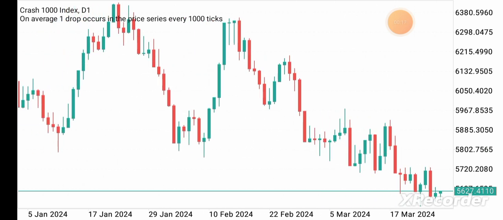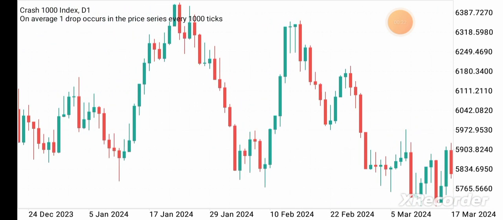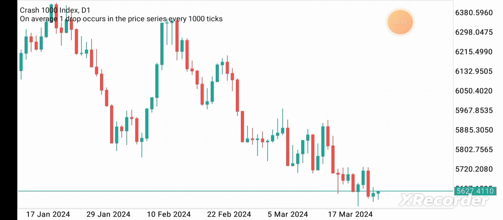All right, each time I want to analyze the market, I usually go to the higher time frame, like the daily time frame or the weekly time frame, to get the direction of the market and also mark out key levels, and then go down to lower time frames to find my entry.